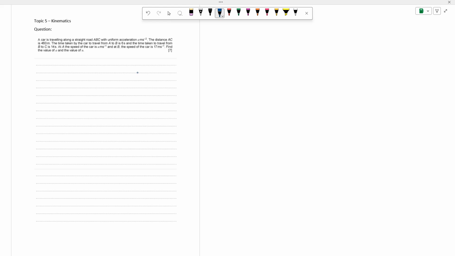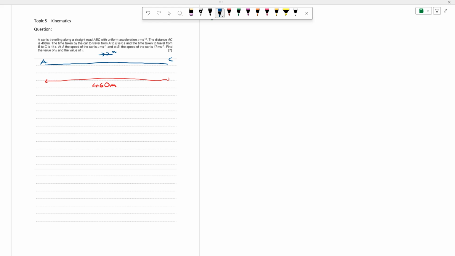So a car is traveling along a straight road, ABC, with a uniform acceleration, double arrow, of a. The distance A to C, so A to C should be my last points. Okay, this distance there, which I'll do in a different color, is 460 meters.